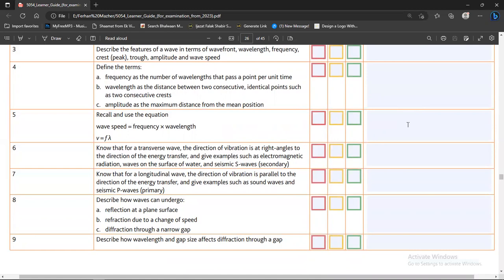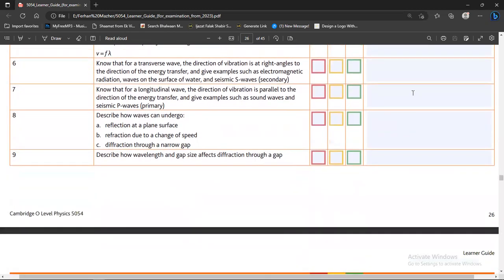Know that for transverse waves, the direction of vibration is at right angles to the direction of the energy transfer, and give examples such as electromagnetic radiation, waves on the surface of water, and seismic S waves, which we call secondary waves. Know that for a longitudinal wave, the direction of vibration is parallel to the direction of the energy transfer, and give examples such as sound waves and seismic P waves, which we call primary waves.